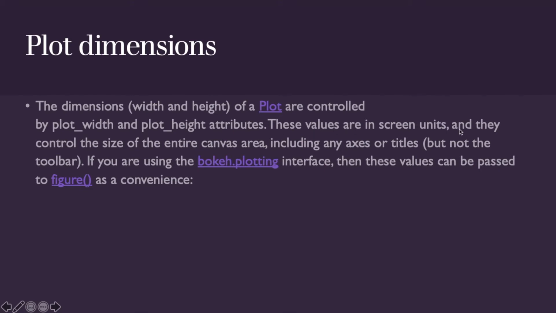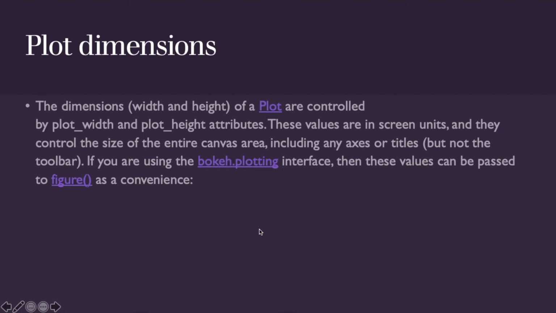These values are in screen units, as I told you, whatever system you are using, big screen or small screen, it depends on that. They control the size of the inner plot area, excluding the toolbar. On the right-hand side of a bokeh plot you always see a toolbar with pan, zoom, save and other options. This is not controlled by the dimension; the toolbar is altogether a different thing. Only the area where your plot is displayed is controlled by the plot width and plot height attributes. So enough of talking, guys.